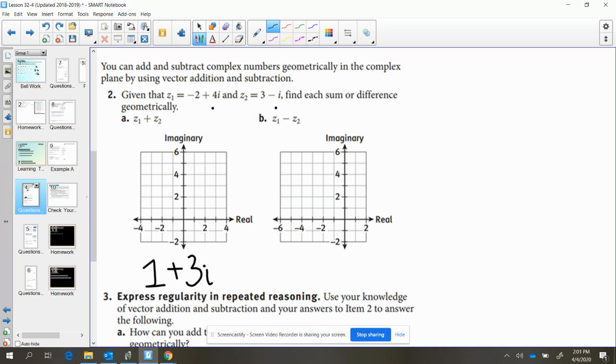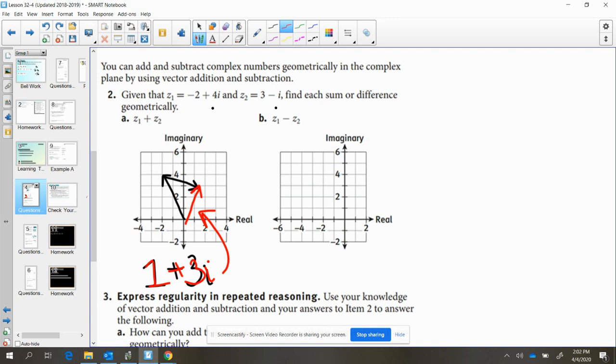Now, if we were to talk about this graphically, geometrically, basically what they're saying is that initial vector Z1, we went 2 to the left, 4 up, so there's Z1, and then from there we went 3 to the right, down 1, so here's Z2. So that resultant vector is, again, this 1 plus 3i. That's the representation then geometrically as well, okay?